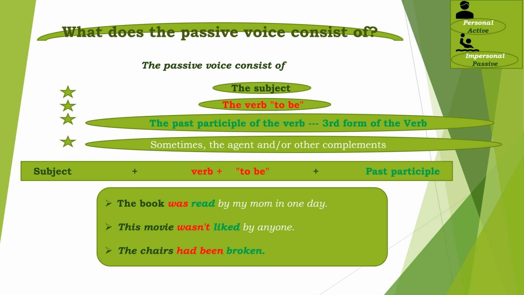Third example, the chairs had been broken. In this sentence, the chairs is the subject, had been is the verb to be, broken is the past participle. That means the third form of the verb. In this sentence, we don't have an agent or any other complements.